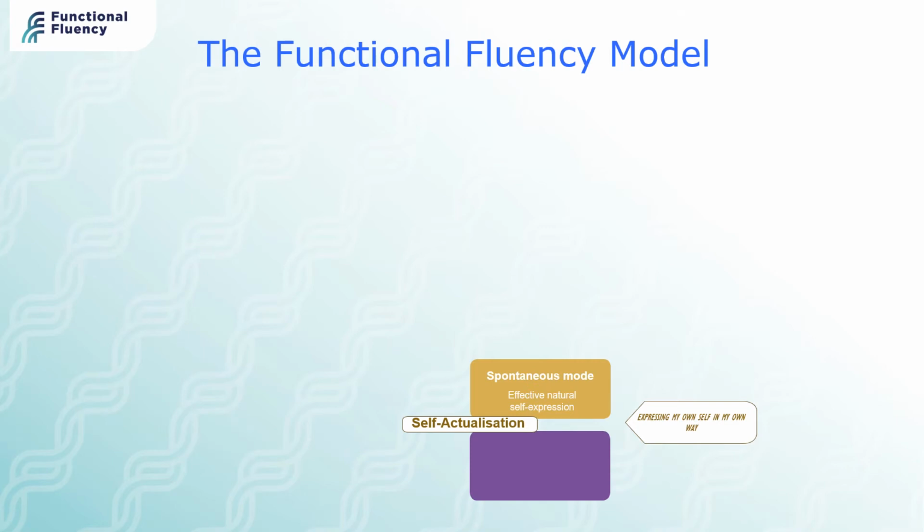When this is being done in a way which is ineffective or unhelpful, we're calling that immature mode, and this is about behaviours which may be natural in a 2 or 3-year-old, but which as we grow up we need to have grown out of. So this might be things like a temper tantrum, egocentric behaviour, reckless behaviour, and the kinds of behaviour where we are not taking account of how our behaviour affects others.